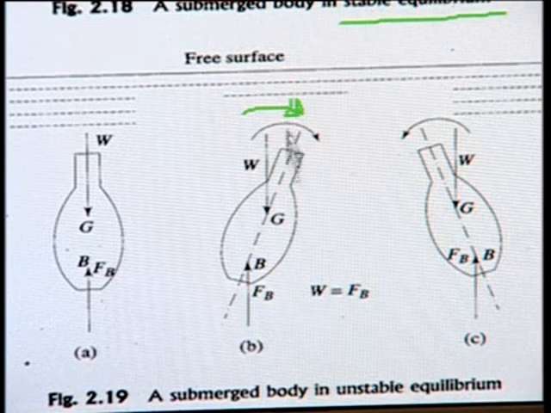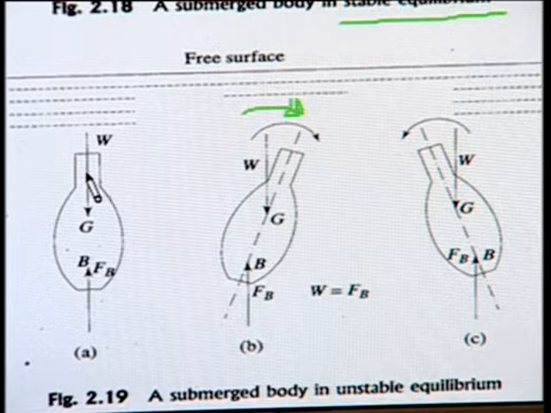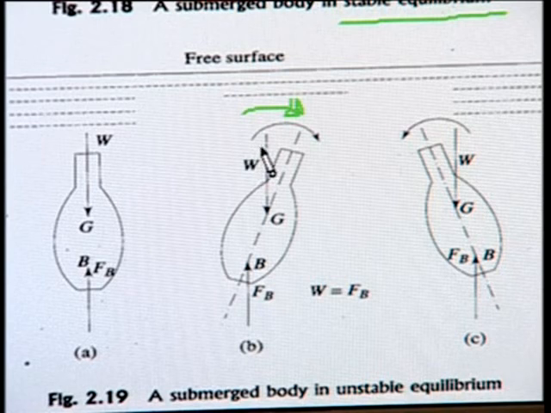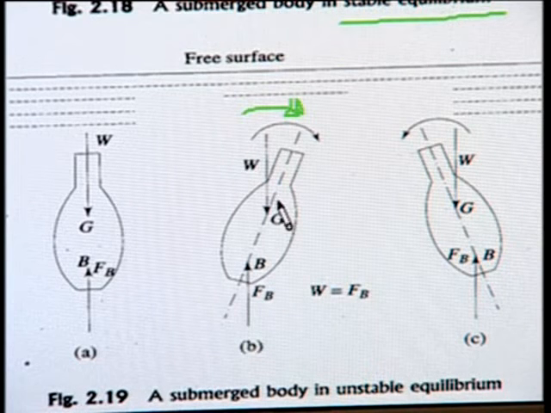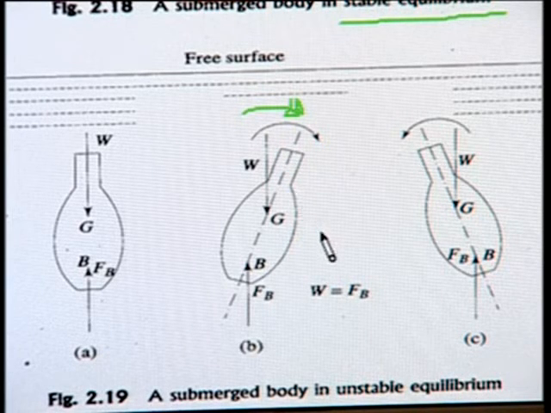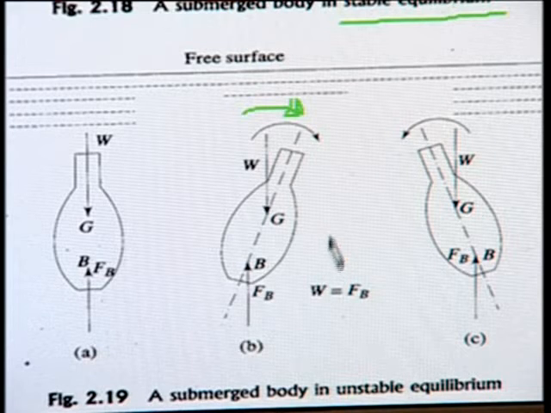Now both are acting in the same direction, so even if there is a slight tilt, just a few radians in the clockwise or counterclockwise direction, a couple produced because of the forces applied through G and B will also act in the same direction, and this body will keep tilting till it takes a new equilibrium position. So this type of equilibrium is when the body does not have the capability to regain its original position after the removal of the external couple.